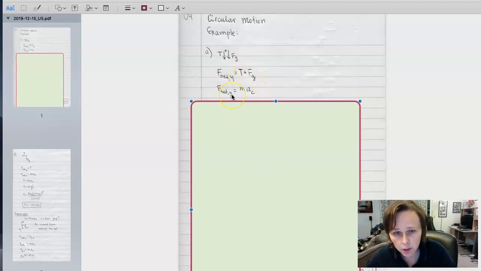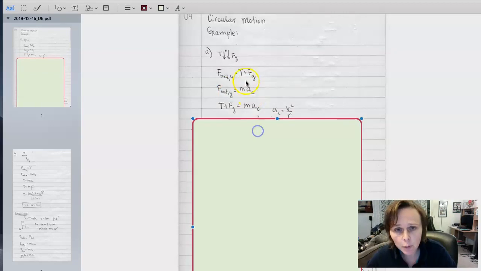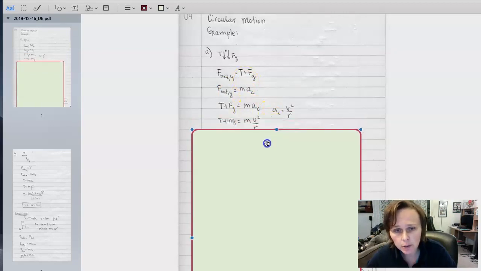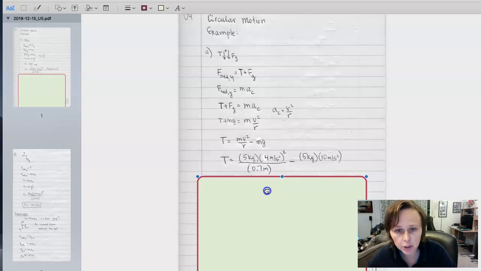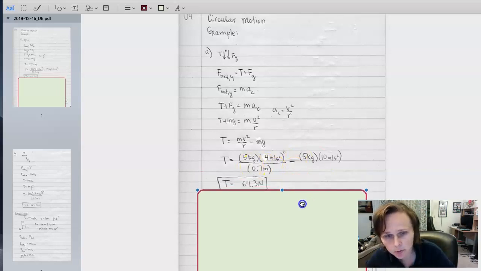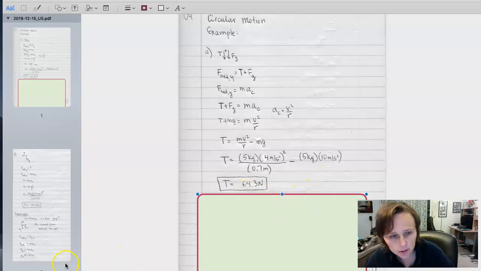Also, the second equation: net force in the y direction is the mass times the centripetal acceleration. We combine those two, and we use centripetal acceleration equals velocity squared over the radius. When we combine those equations, we get the equation for the force of tension, and when we plug in the numbers, we get the answer, which is 64.3 newtons.